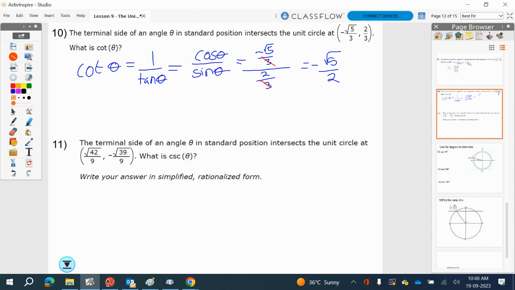So the derivative of tan x is secant squared x. I just write 1 over cos squared x. We'll get there next year.